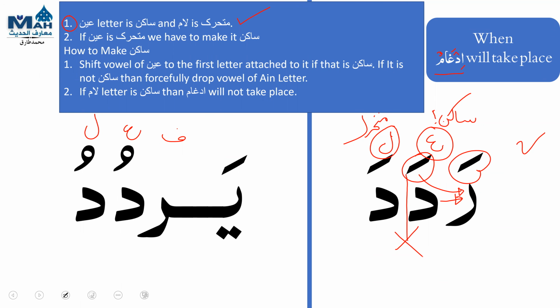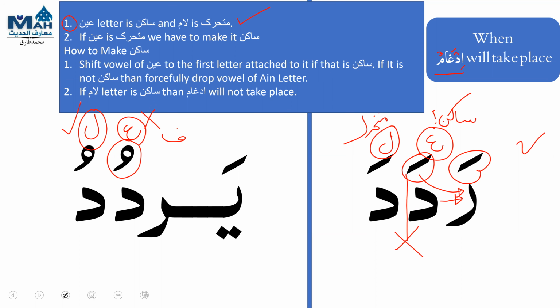Can you observe the reasons? We need ayn kalima sakin. Is ayn sakin? No, it is mutaharrik. Is lam mutaharrik? Yes, lam is also mutaharrik. So we have a condition that we did not meet, and a condition that we already met. One condition is missing. Now what is the rule?